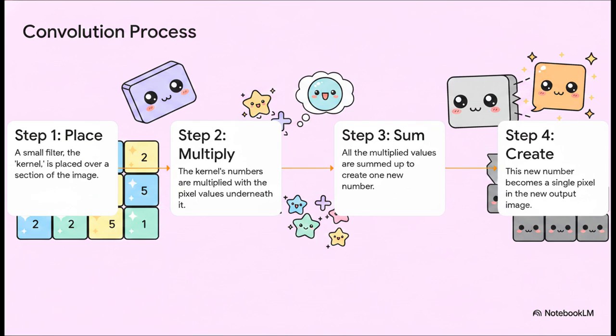The kernel slides over a little patch of pixels, it multiplies its own numbers with the pixel values right below it, adds all those results together, and creates one new pixel for a new image. If that final number is big, bingo, the computer knows it's probably found an edge.